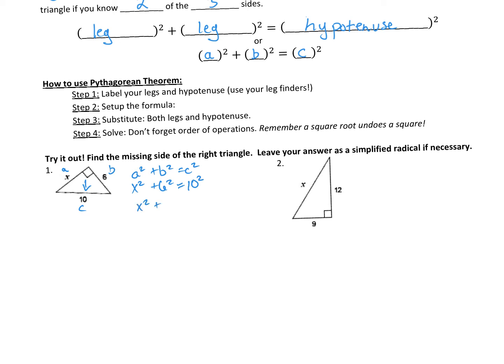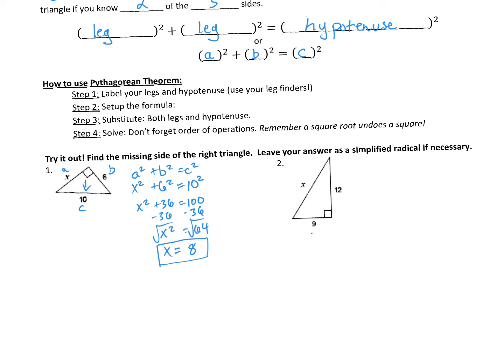x squared plus 36 equals 100. If I subtract 36 from both sides, x squared equals 64. If I square root both sides, x is then 8. That means this leg equals 8.